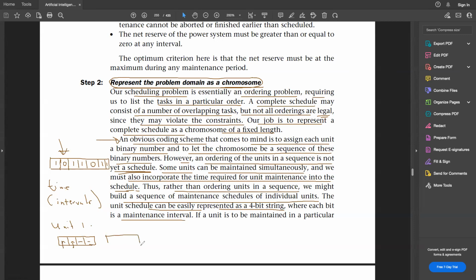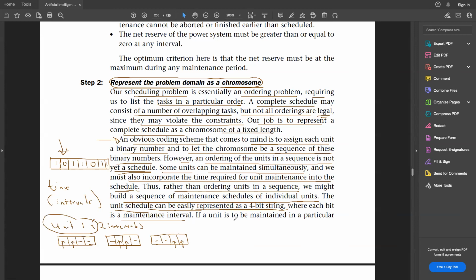Or we could say that for unit 1, it is also possible that it is not maintained in this interval, but it's maintained in the second interval and the third interval and not this interval. Simply because unit 1 required 2 intervals according to the table. If you saw, it required 2 intervals, okay? So if we represent the intervals as binary digits, for unit 1 we could say that maybe it's not maintained there, but it is maintained in the last 2 intervals. So that's why we are saying that the unit schedule can be easily represented as a 4-bit string for each unit.